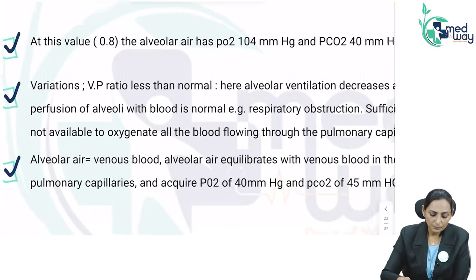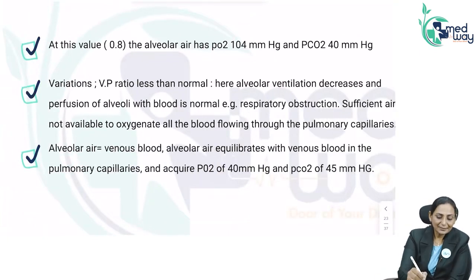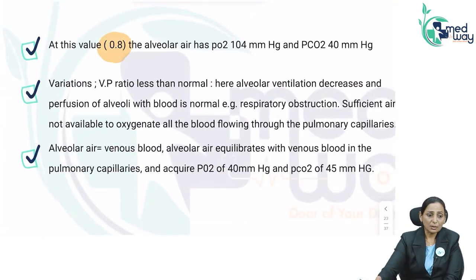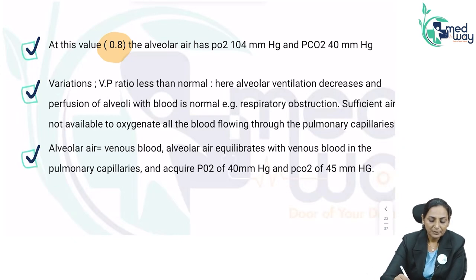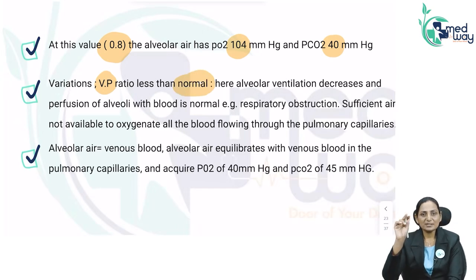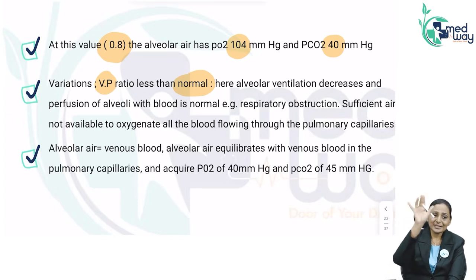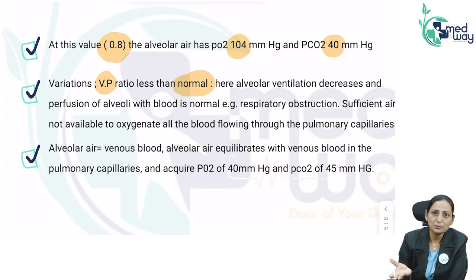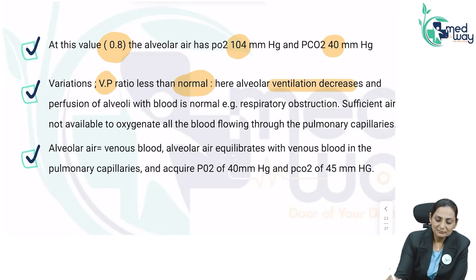Now, so let us read something now. At 0.8, which is the normal ventilation perfusion ratio, oxygen is 104 and carbon dioxide is 40. Okay? If I say that the ventilation perfusion ratio is less than normal, always remember, less than normal, V by Q ratio less than normal, the numerator is affected rather than the denominator. Very simple. Numerator is affected and therefore the ratio goes down. Ventilation is less, perfusion is okay.